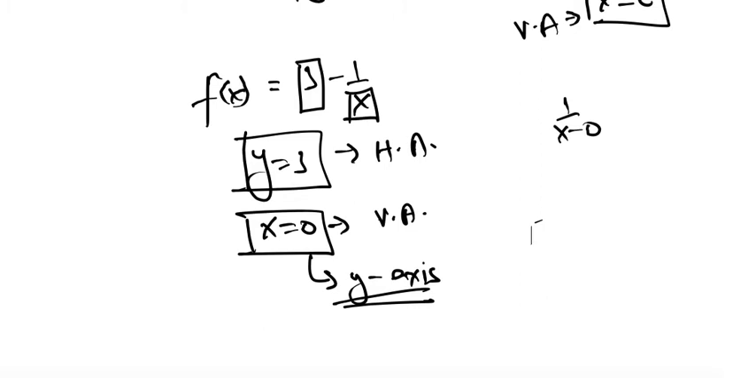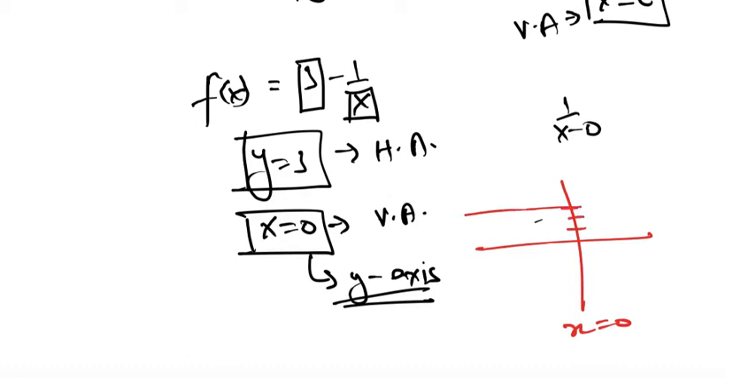So if we draw this, this is x equal to 0 and y is equal to 3. So 1, 2, 3. This is your graph. These are your asymptotes. This is y equal to 3. Now to find the shape of the curves, let's put the intercepts.